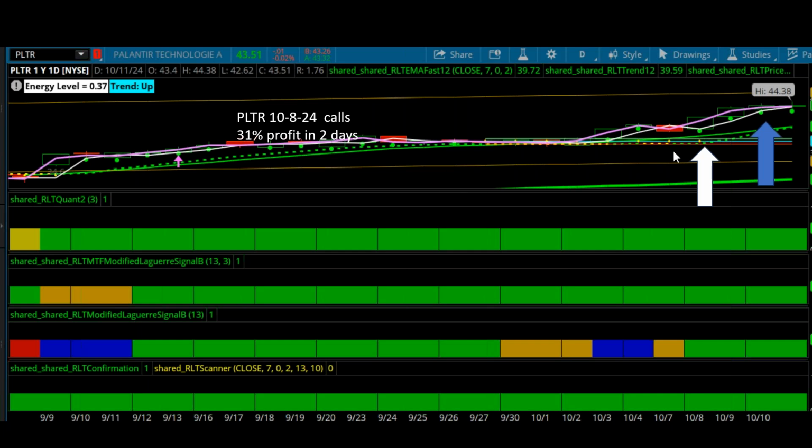This was Palantir. We took Palantir here, 31% profit in 2 days in Palantir. See, we went from selling to buying on the current time frame momentum. Everything's green. We took it right here, and up it went. That was back in 10.8.